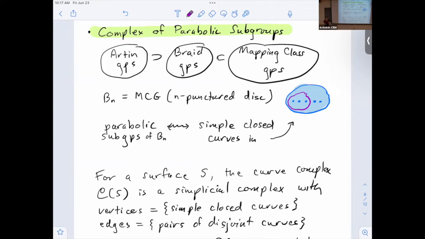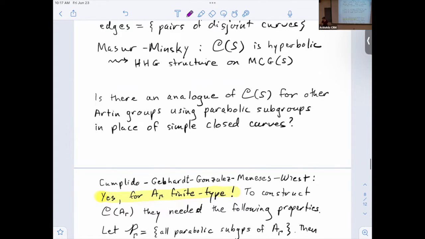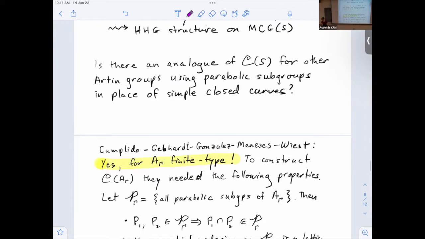When does that, what relation on the parabolic subgroups corresponds to an edge in here, right? So we really have to understand how these things interact. Okay, so this was first done and studied in the case where A gamma is finite type, the case where we usually understand things, in this paper by Completo, Gebhardt, Gonzalez, Meneses, and Bert Wiest.